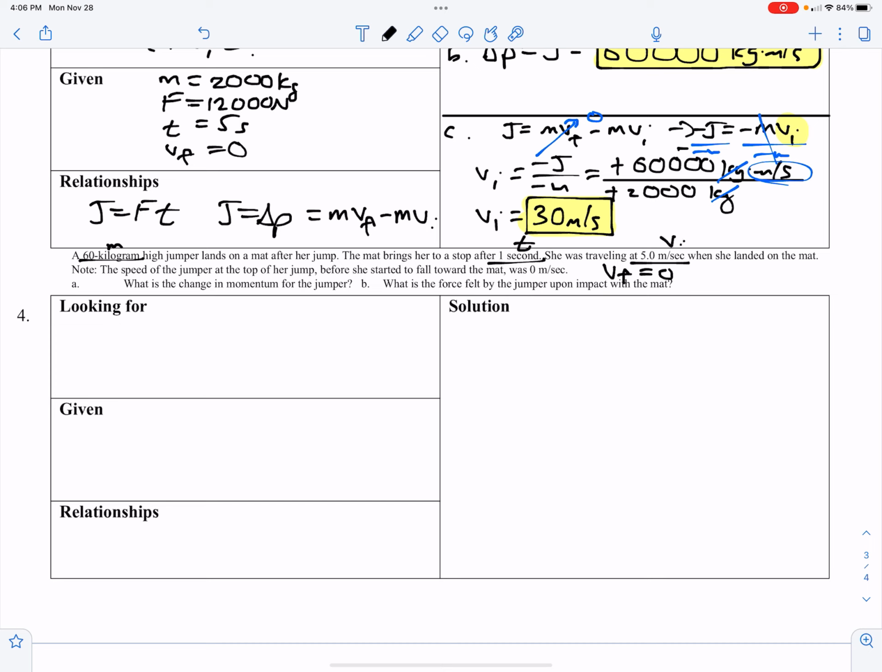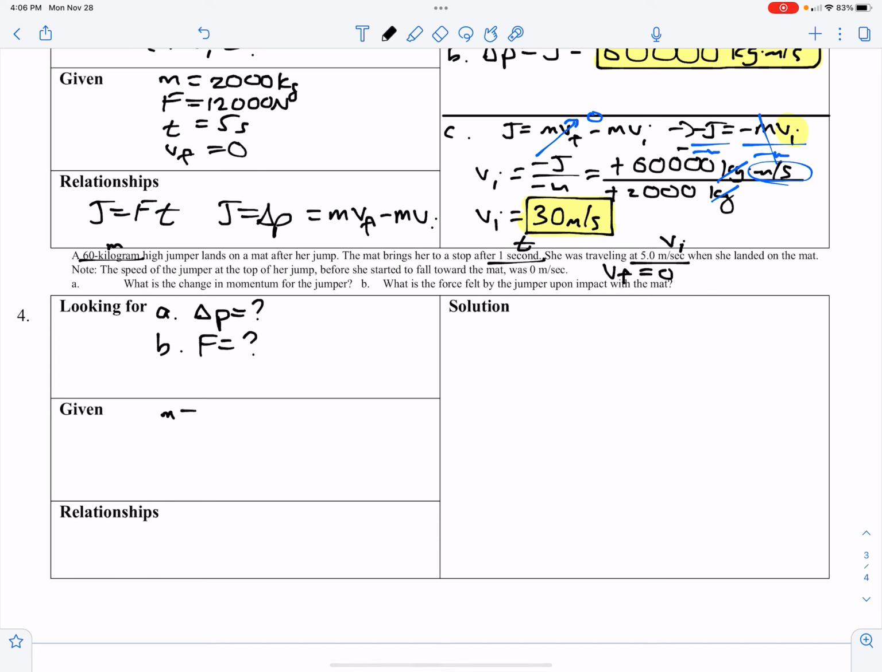That makes this V initial, because we don't necessarily care about what her speed was when she started her jump. We care about what her speed is before landing on the mat and right after she lands on the mat. After she collides with the mat, her momentum drops to 0, which means her speed drops to 0, which means V final comes to 0. Part A, you are looking for the change in momentum of the jumper. Part B, you are finding the force applied by the jumper on the mat.